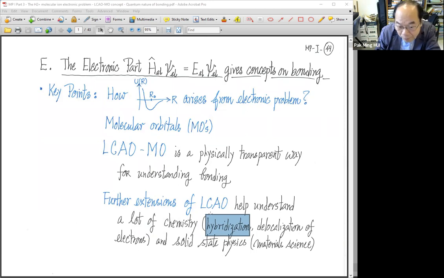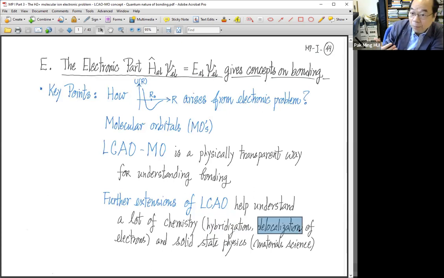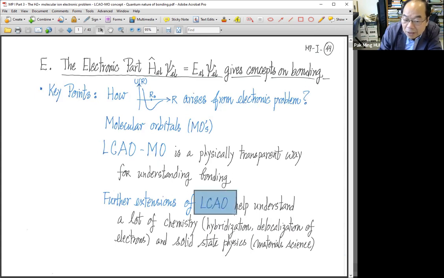And then maybe some of you also know delocalizing electrons would lower the energy. For example, what is a metallic bond? Why can metals achieve lower energy, right? So this is delocalizing the electron. All these are related to the Schrödinger equation of the electronic part, and LCAO. This simple idea can help us understand material science, solid state physics, and chemistry.